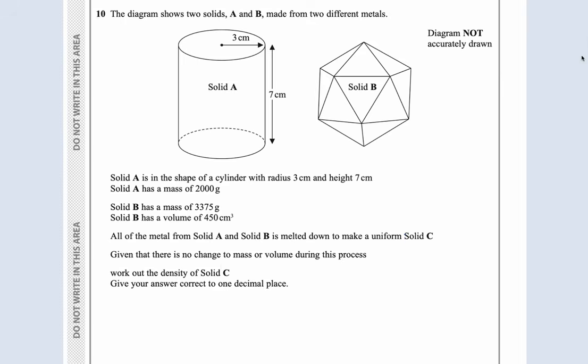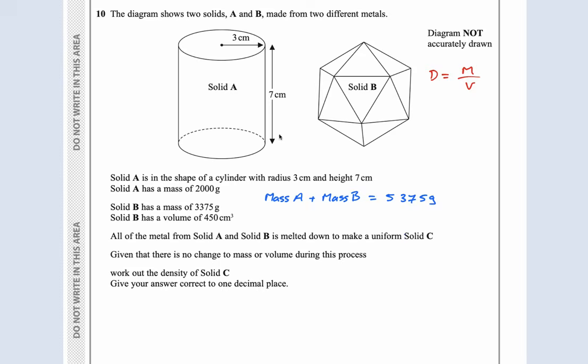Okay, so guys, density, let's start with this. Density is equal to mass over volume. It's the mass per volume. So we need to get the total mass and the total volume. Now the total mass is easy because we have mass A plus mass B, and we're given mass A, it's 2000, we're given mass B, it's this, so it's 5,375 grams. That is the total mass.